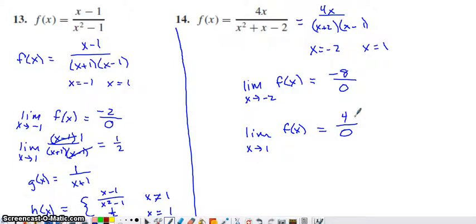And like I've been saying, once we learn a little bit more about infinity and negative infinity and vertical asymptotes, we'll be able to finish these limits off and prove that we have vertical asymptotes at -2 and 1 and not holes poked out of graphs.